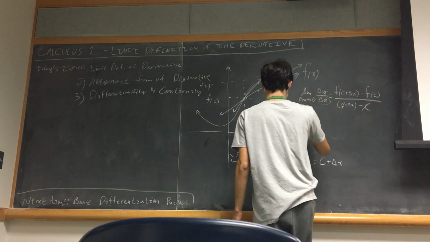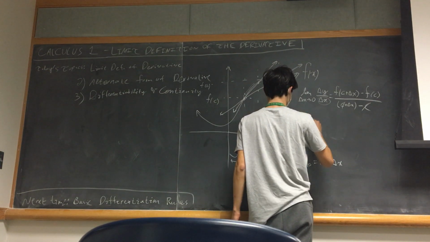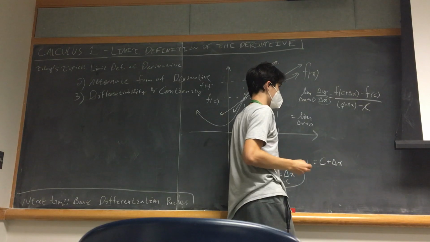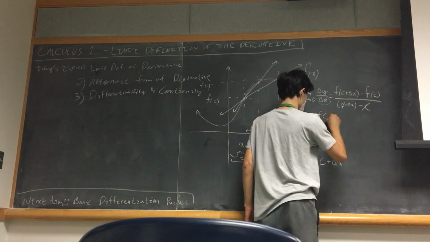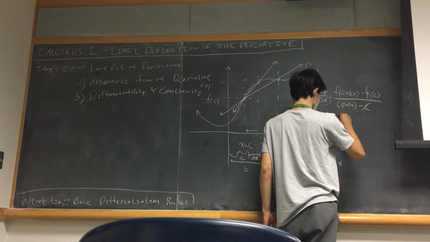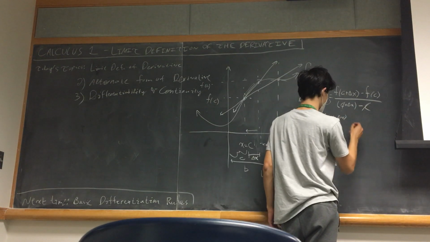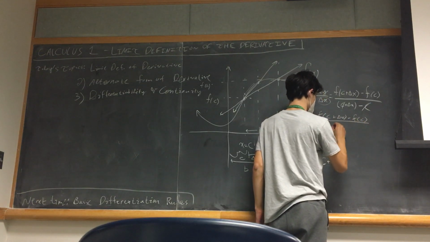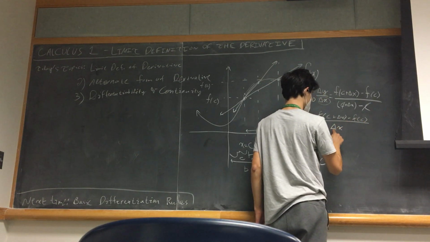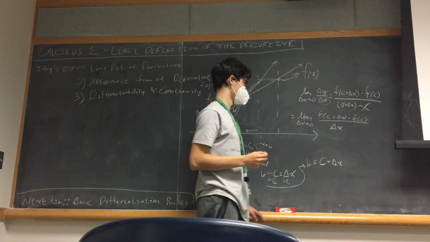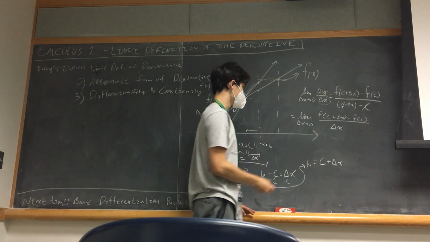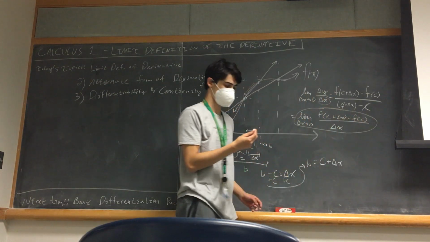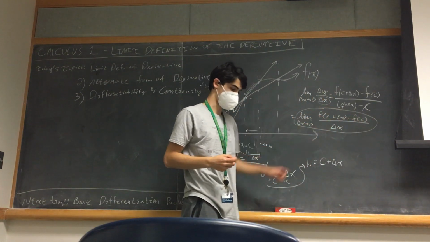So we get that this is equal to the limit as delta x approaches 0 of f of c plus delta x minus f of c, all over delta x. So this here is the limit definition of the derivative at the point x equals c.